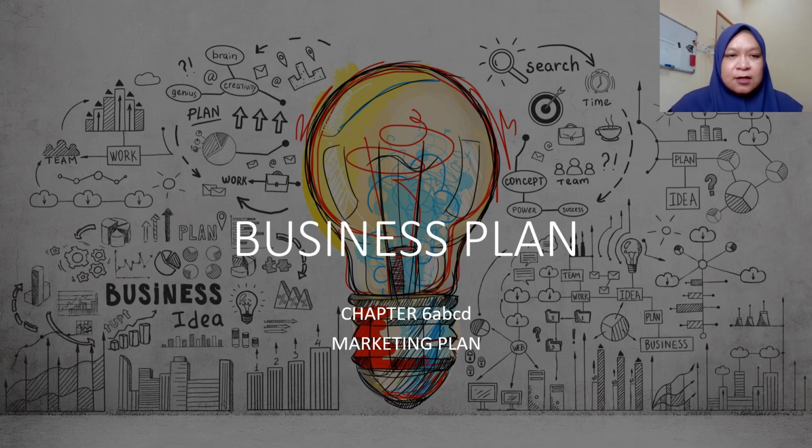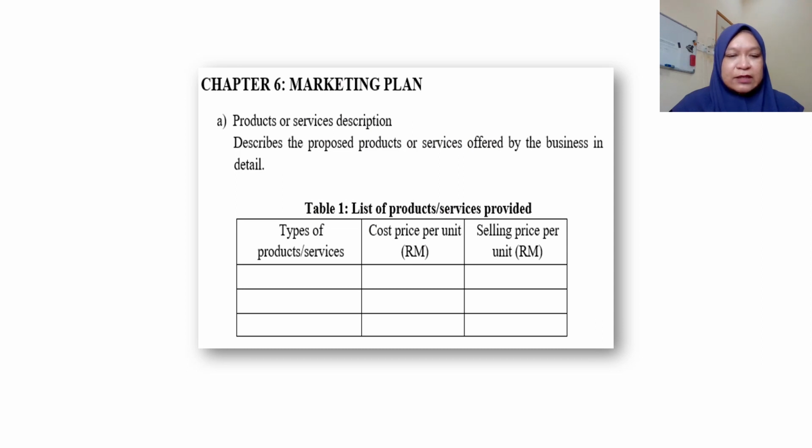Business plan. Okay, so in this video I will explain from A. In chapter 6 we have A, B, C and so on. In this video I will explain only half, where you have to do up until D. So let's start. First thing that you will see in the format for chapter 6 marketing plan is this A part, the part A.